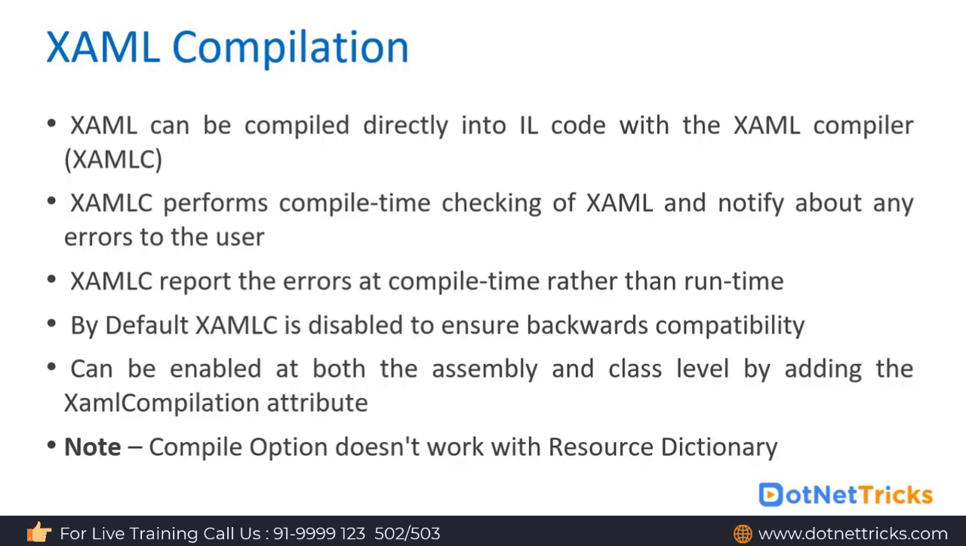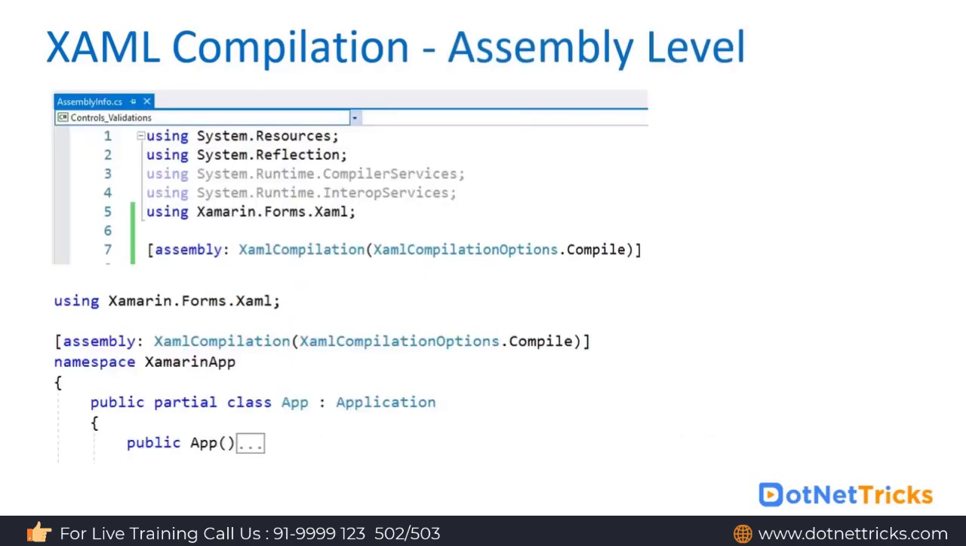So XAML-C reports the errors at compile time rather than letting you throw errors at runtime. One important thing to be noted down is that the compile option does not work with the resource dictionary. So this is the syntax which is used to enable XAML compilation at the assembly level. All you have to do is write this piece of code, which is assembly: XamlCompilation(XamlCompilationOptions.Compile). So this will enable the XAML compilation for the entire assembly.